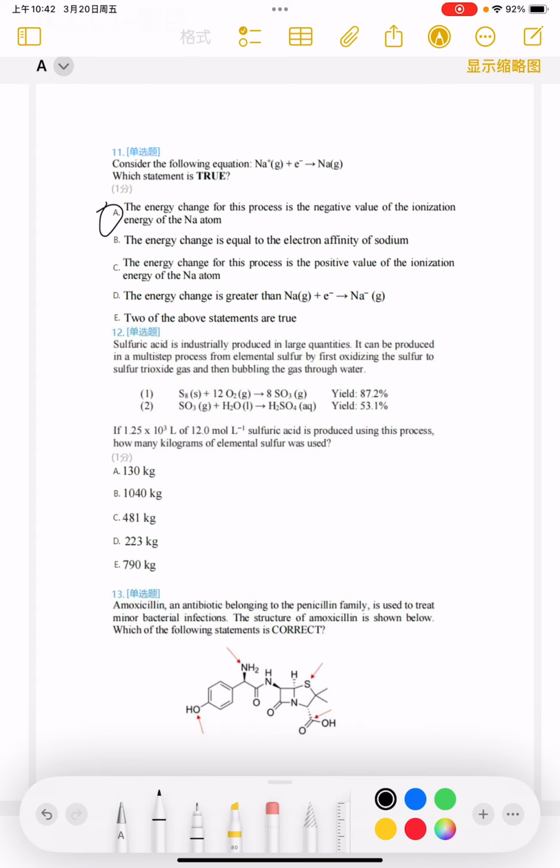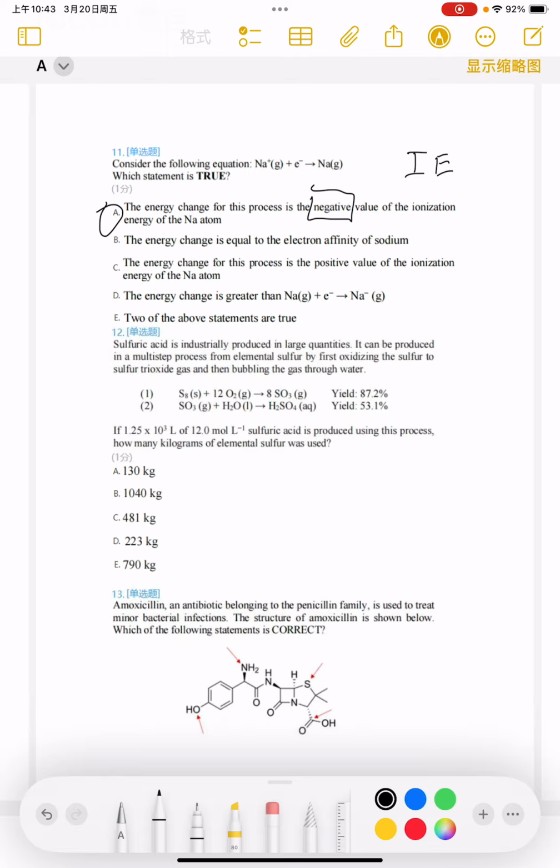Because the ionization energy, which is IE, is defined as the energy required to lose an electron, but over here it's a gaining of an electron, so it's a negative value. Which is what defines this question. Okay, moving on to question number 12.